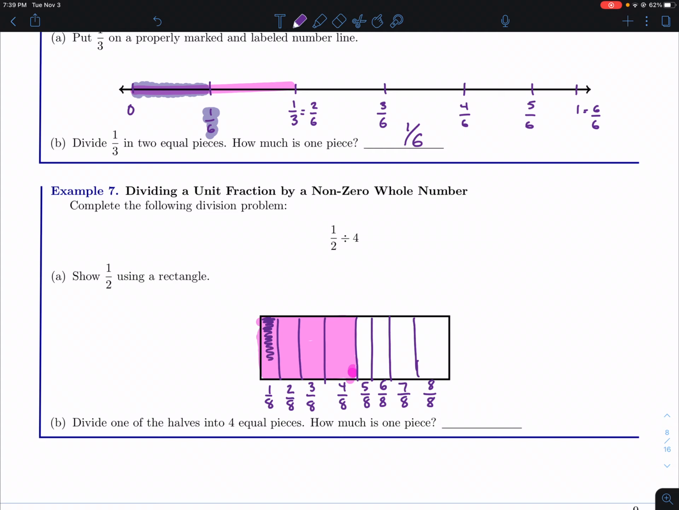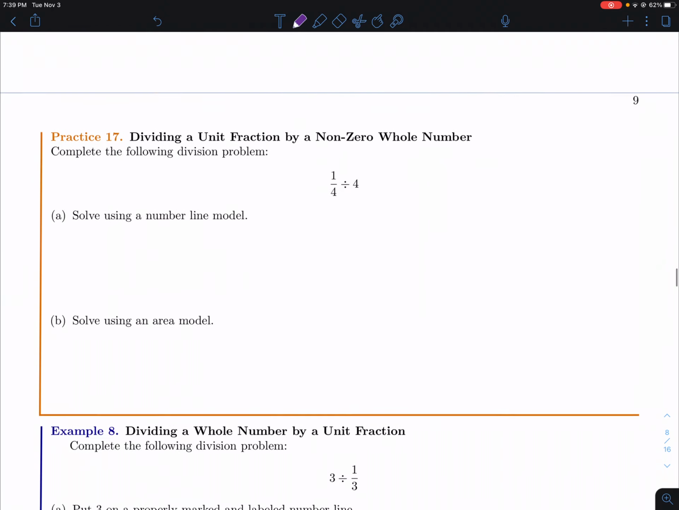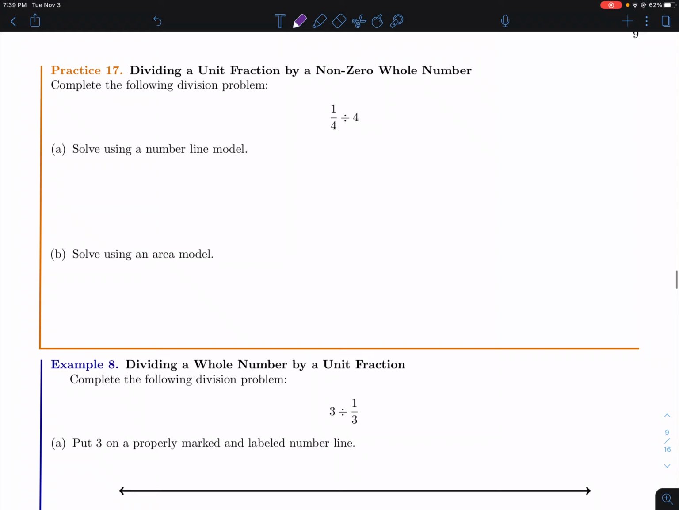So what's the size of one of these chunks? So in this case, it's just 1/8. All right, is that okay with everybody? All right, very good. So you guys go ahead, work on practice 17 real quick.